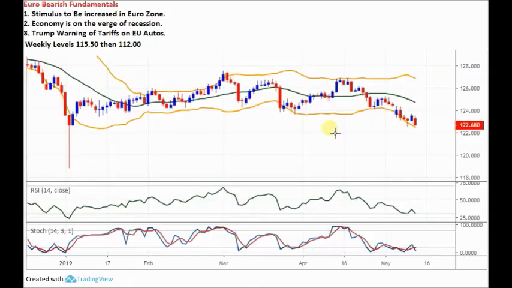Now, in terms of this pair, if you wanted to come in, where would you enter? Well, you've got a round number there, which is 124. Could get back to that level, test it, or maybe get a little bit above it, but just don't see any more strength than that, really. Draw trajectory in just there, just the slope of the trend.